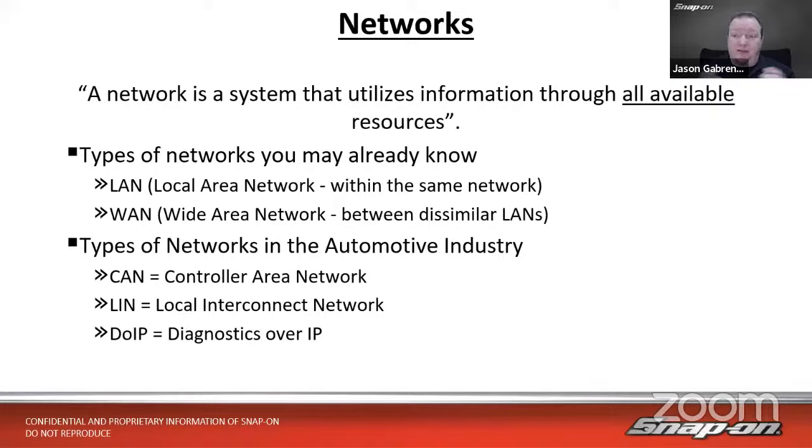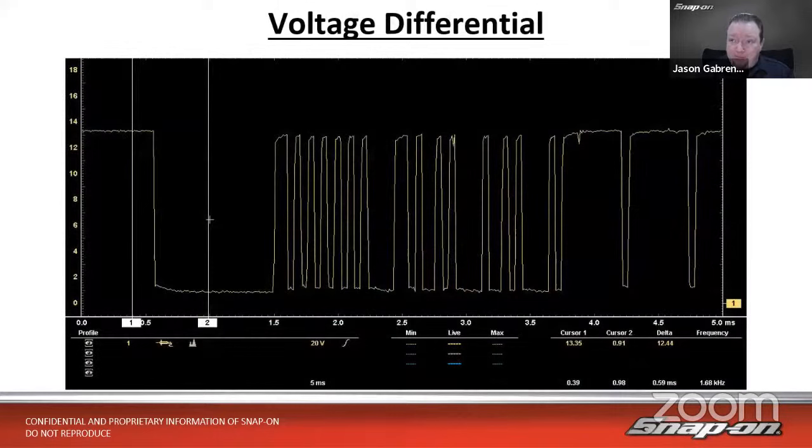And then, of course, the types of networks we're going to deal with in the automotive industry. We have CAN, of course, which is controller area network. LIN, which is local interconnect network, which is a lower speed bus. And then we also have the new kid on the block, diagnostics over IP. That's actually using Ethernet, either internally within the vehicle, which a lot of manufacturers do, and some manufacturers also communicate with Ethernet to the scan tool as well. We're going to have to deal with that being more prevalent as we go down the road.